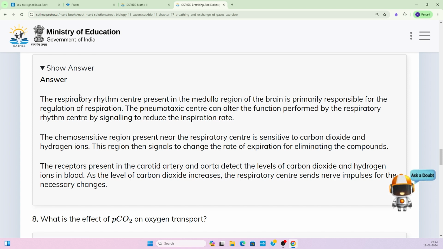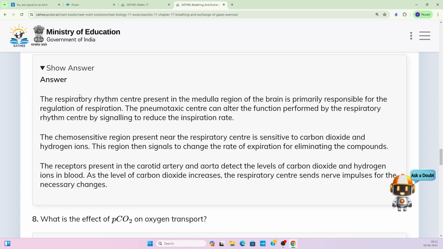So there is another center called the pneumotaxic center, which can change the function performed by the respiratory rhythm center. This is done by signaling to reduce the inspiration rate. So it can alter the rate of inspiration.